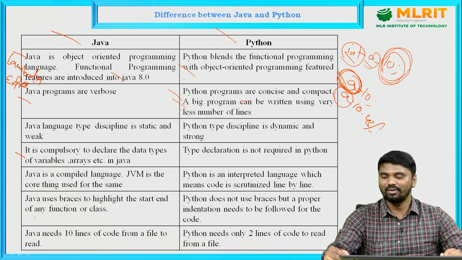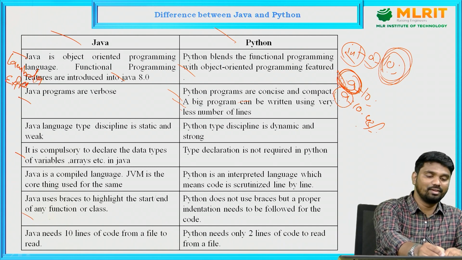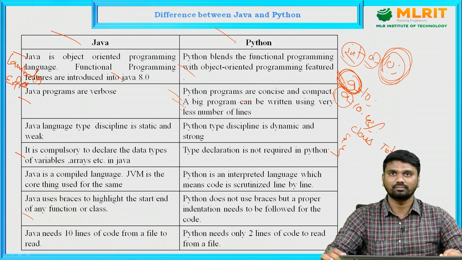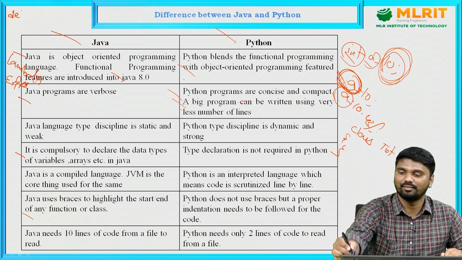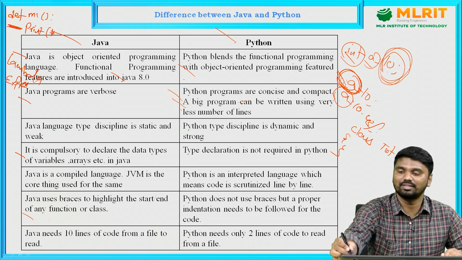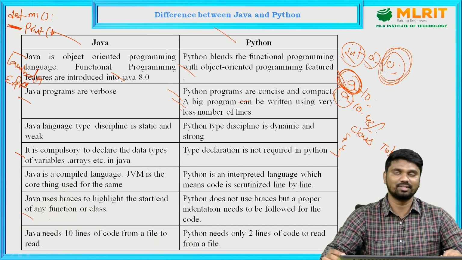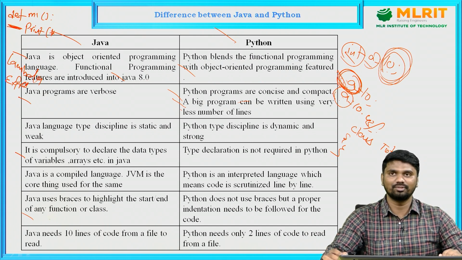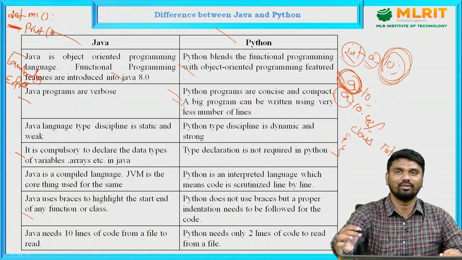Next, Java uses braces. For example, in Java we write class test and then use braces. But in Python we have to use indentation. Indentation means space. For example, if you see a def m1 function, here we can write print hello. This is indentation, this is space. By default, that indentation contains 4 space characters. So that is called indentation. It means in Java we use braces, and in Python we have to follow indentation.